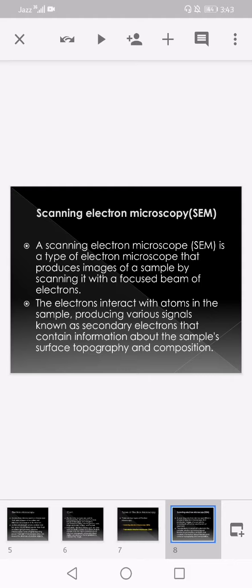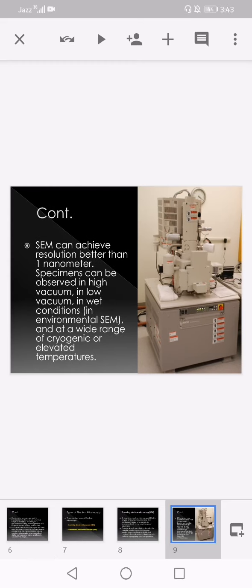The electrons interact with the atoms in the sample, producing various signals, known as secondary electrons, that contain information about the sample's surface topography and composition. SEM can achieve resolution better than 1 nanometer. Specimens can be observed in high vacuum, low vacuum, in wet conditions, and a wide range of cryogenic or elevated temperatures.